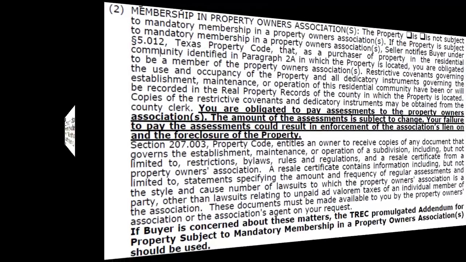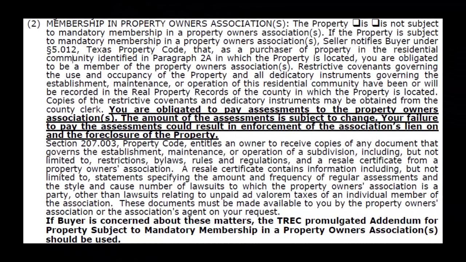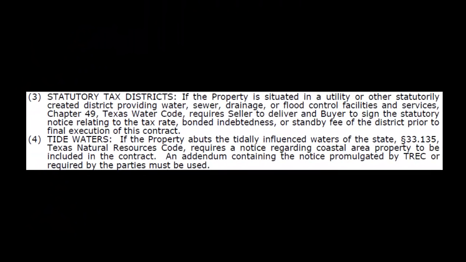If you're not using a TREC contract, though, you need to make sure that you're recommending that your client get a title policy. Okay. Section 2, membership in a homeowners association. It either is or is not subject to mandatory membership in a homeowners association, HOA. If it is, you need to include the homeowners association addendum to accompany this contract. One thing that it mentions in here is that if the house is in an HOA and you don't pay your dues, then the homeowners association could put a lien on the property and even possibly foreclose at some point.